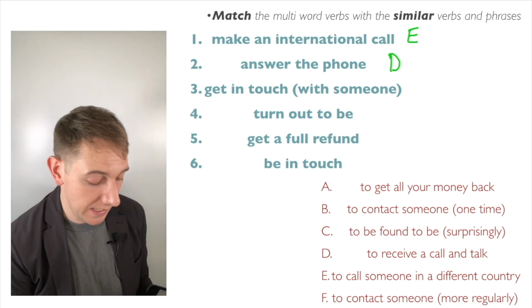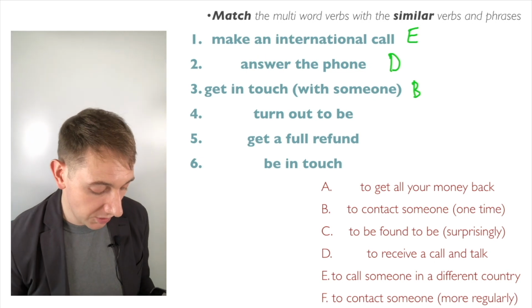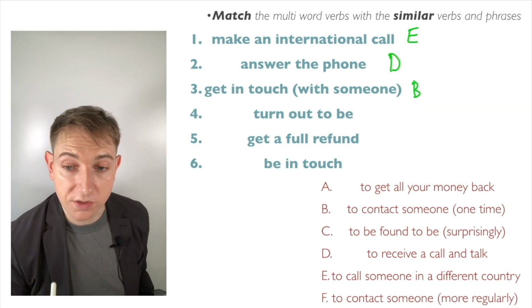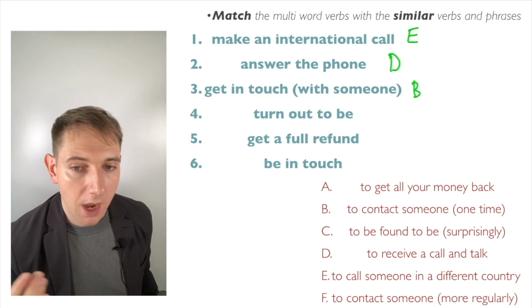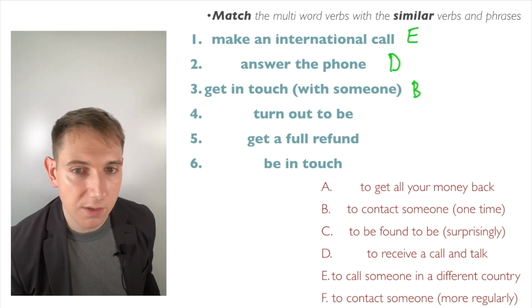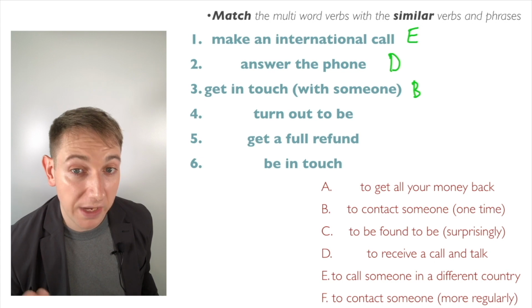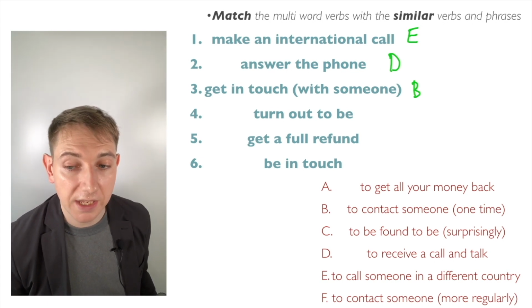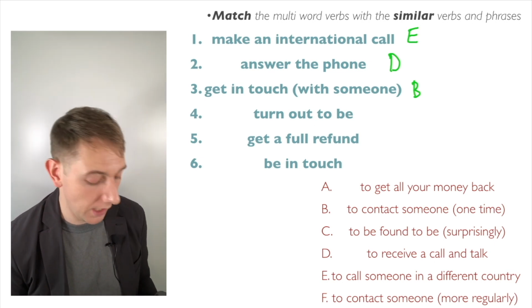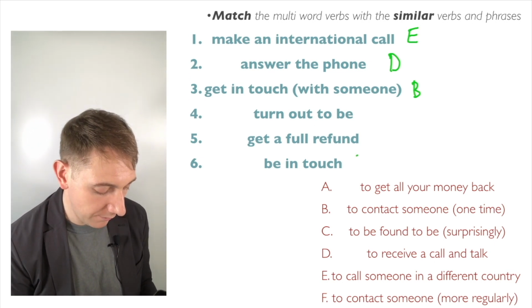So this one is B. Get in touch with someone just once. To contact someone one time. Let's skip to number 6 then. So what's be in touch? We are in touch. Be in touch. Is in touch. This one here means to contact someone more regularly. Okay, so this one was F.